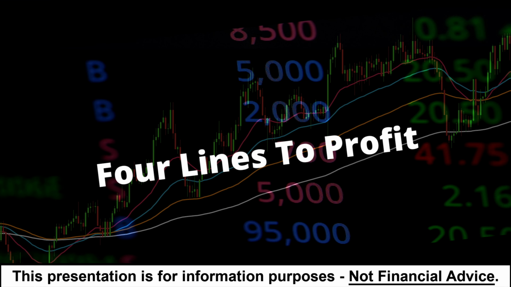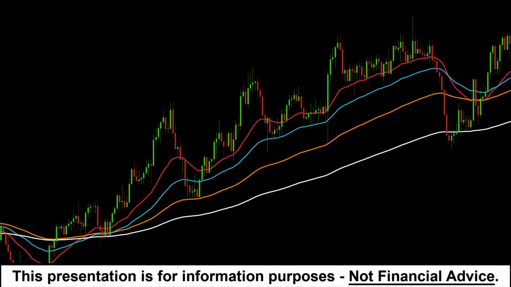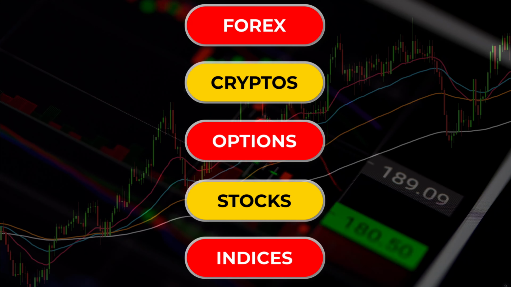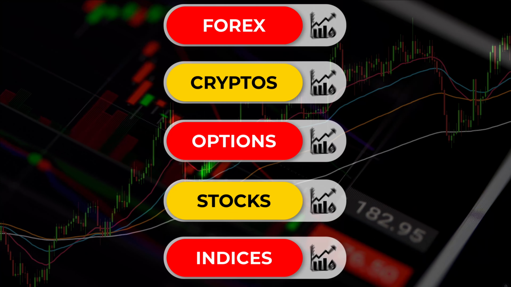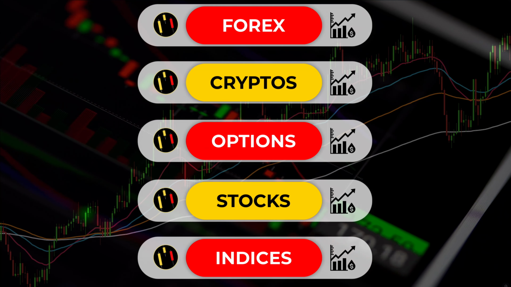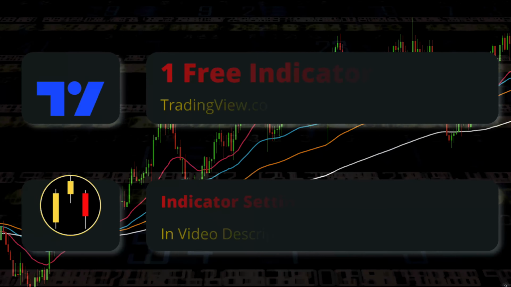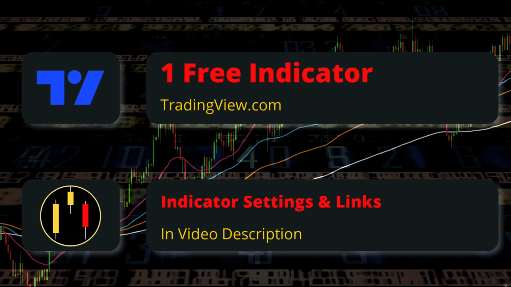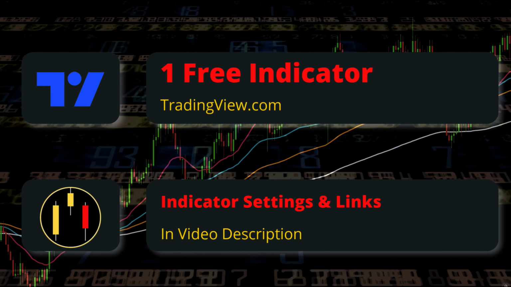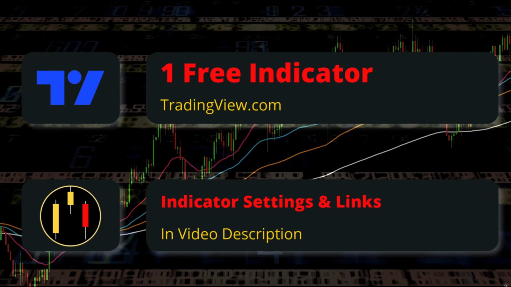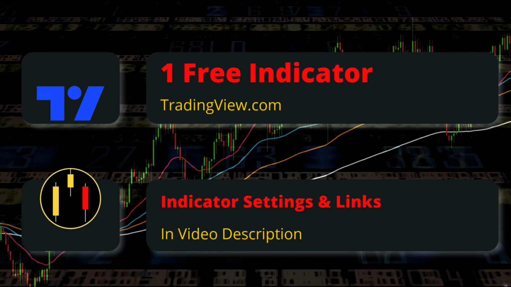I call this system 4 lines to profit. And like most trading systems, it can be adapted to Forex, crypto, options, stocks, indices, or any instrument that has significant volume and market participants. This trading strategy utilizes one free TradingView indicator. As always, links and settings to the indicator are listed in the description.